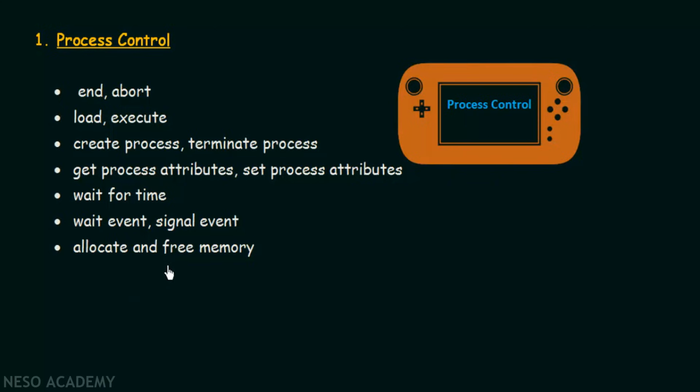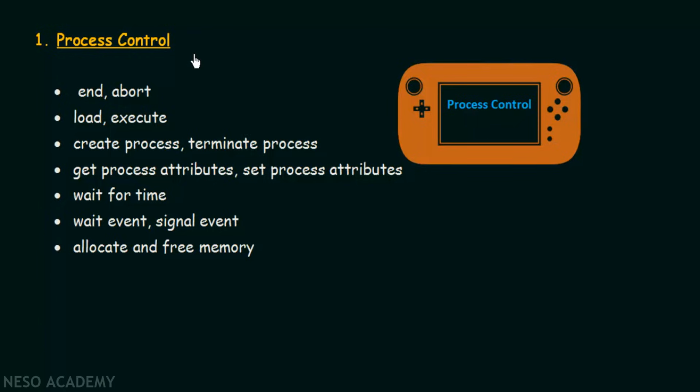Then we have allocate and free memory. When a process is going to be executed, it may need access to memory, so we may have to allocate memory for that process, and when the process finishes execution, the memory which was allocated to that process has to be freed. That is what we mean by free memory. These are all examples of system calls that are used for controlling processes, so they all fall under the category of process control system calls. So that is the first one.